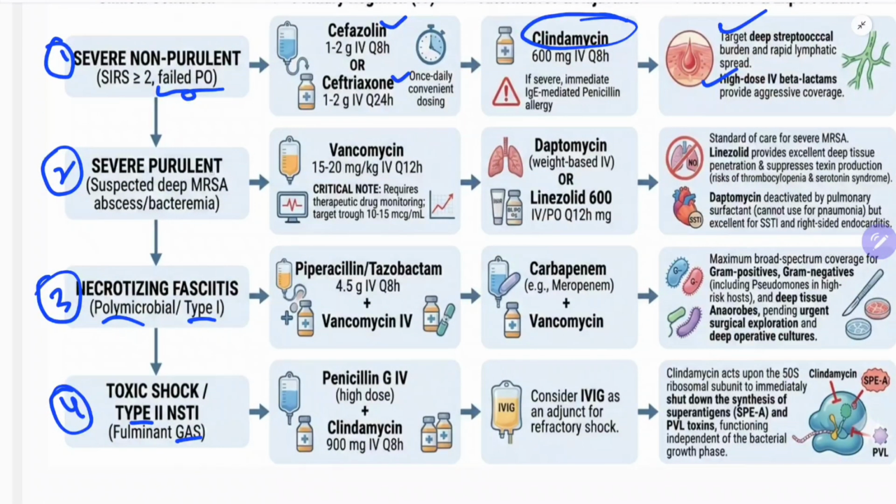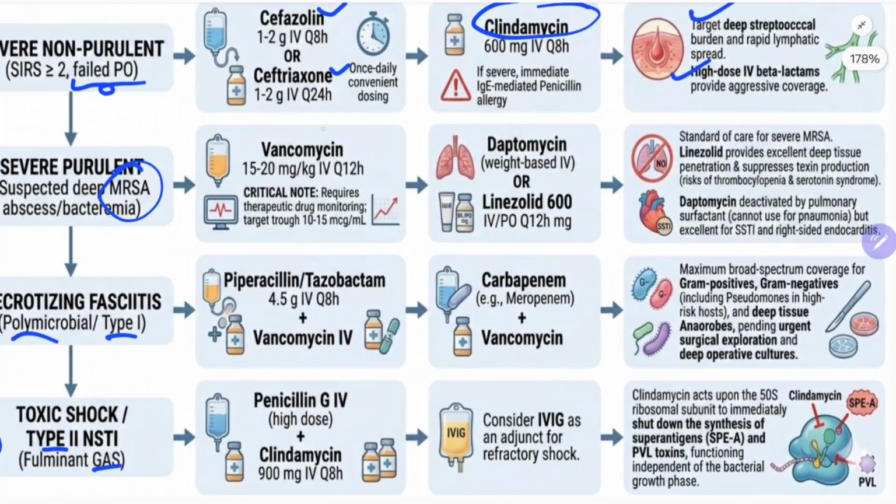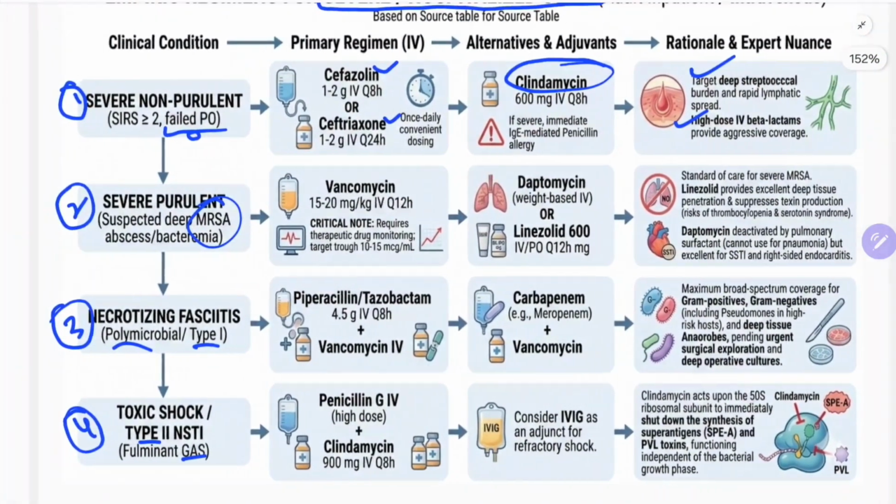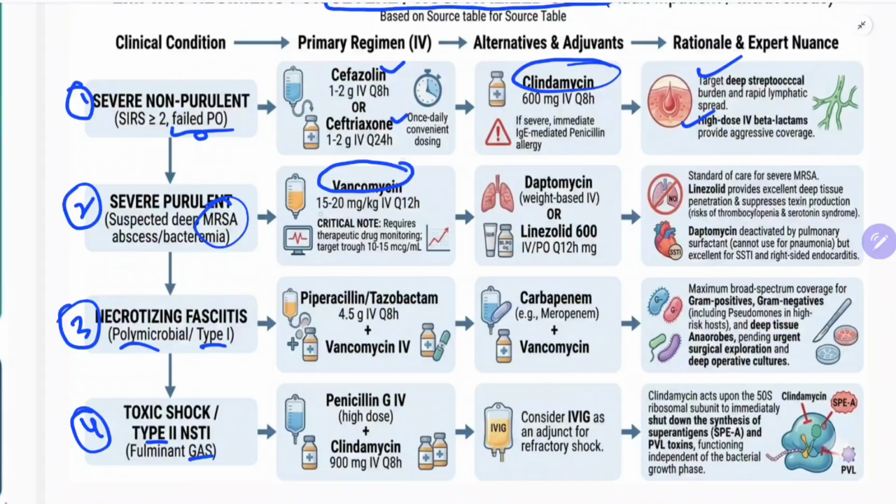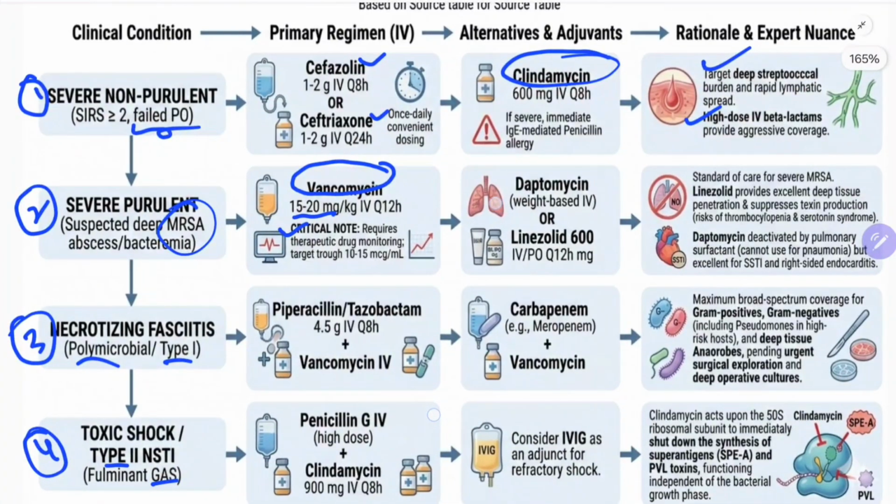Severe purulent infection, you should cover MRSA. So that is the main point. That's why you should use an antibiotic which covers MRSA. Number one choice is IV vancomycin. Dosage is 10 to 20 mg per kg IV every 12 hours. One important thing is it requires therapeutic drug monitoring. Alternative drug is daptomycin or linezolid. Linezolid is every 12 hours, 600 mg.